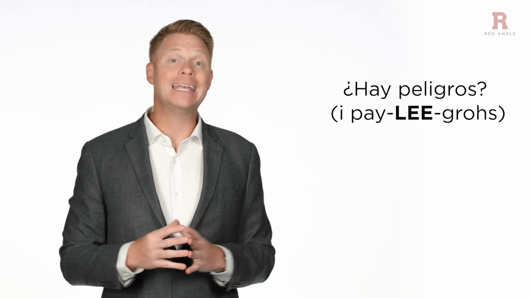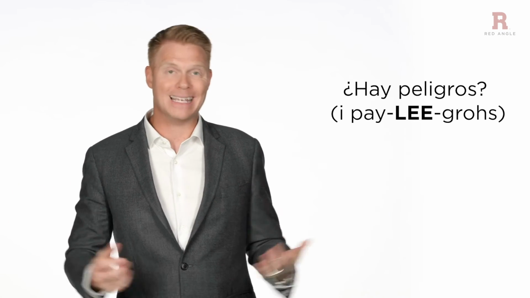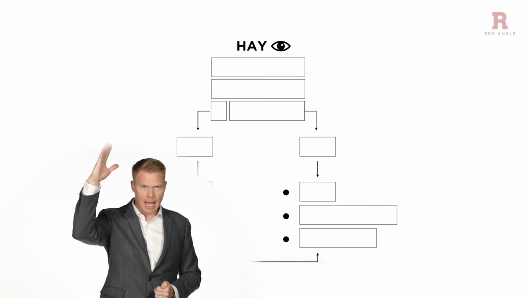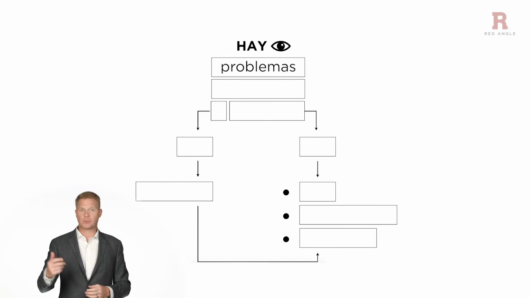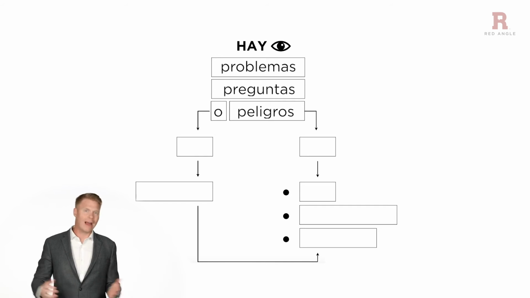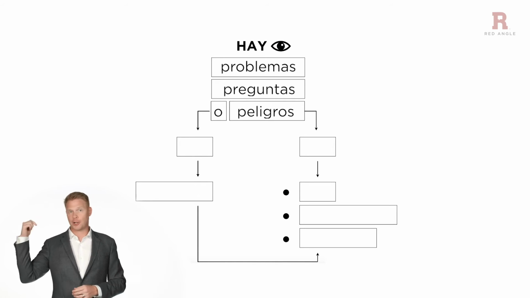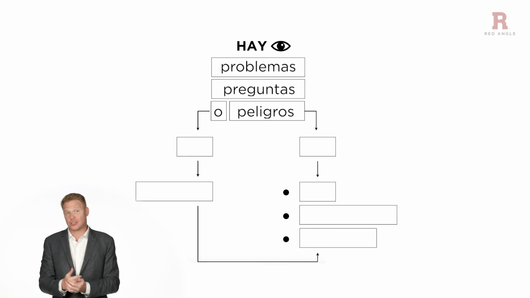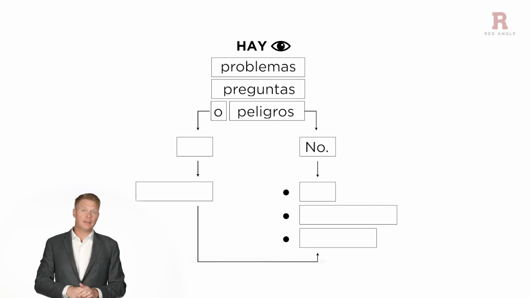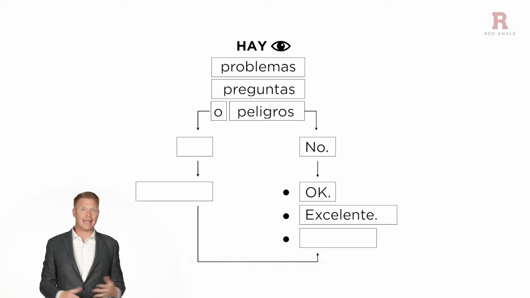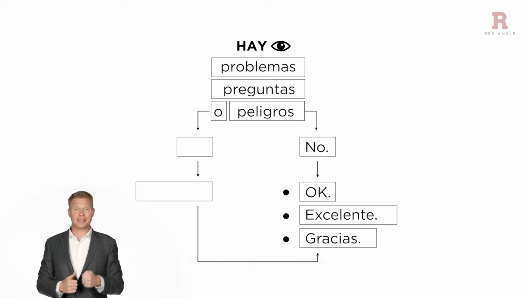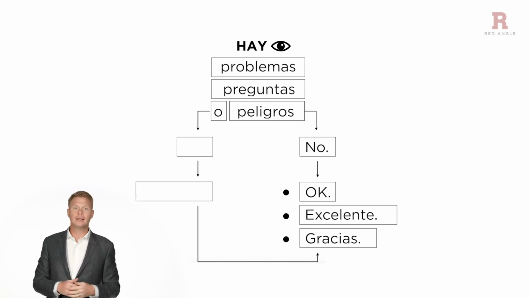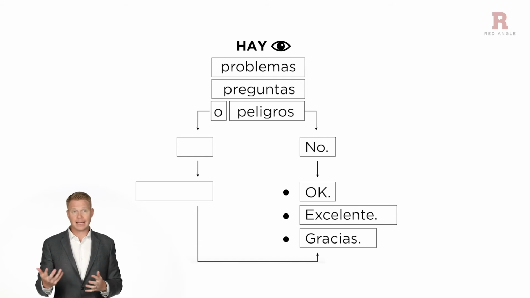And the last one is peligros. Peligros. And a peligro is a danger or a risk. So when you come out of the job site and say, buenos dias, ¿qué tal? ¿Hay problemas, preguntas, o peligros? You're asking, are there any problems? Are there any questions? Or are there any risks? And more often than not, the answer is going to be no. And in that case, you can just say, okay, excelente, gracias. Okay is an identical Spanish twin, meaning okay. Excelente means excellent. And gracias means thank you.